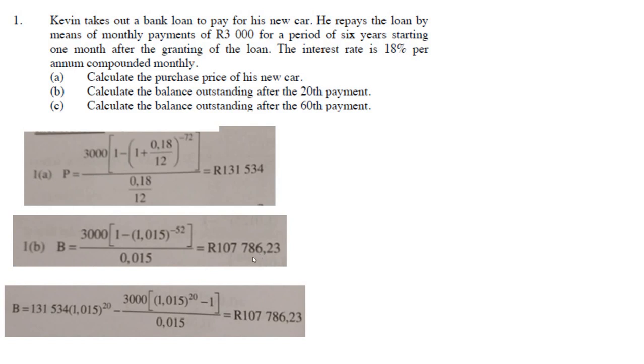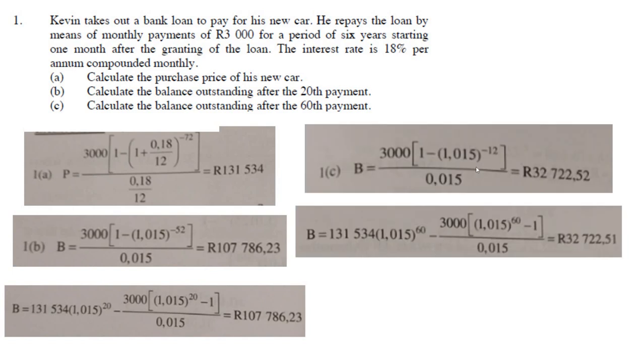So I used to think, always go with the easy way, but sometimes this way works out even better. But it's okay to be able to do it both ways. So that's what we're going to look at. Calculate the outstanding balance after the 60th payment. So let's look at the 2 ways.